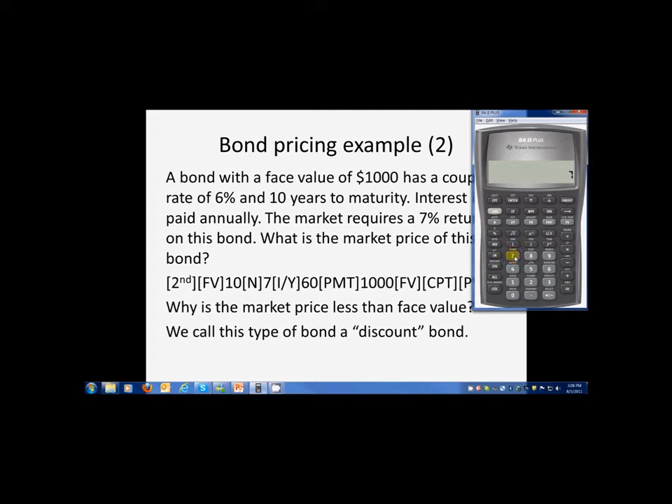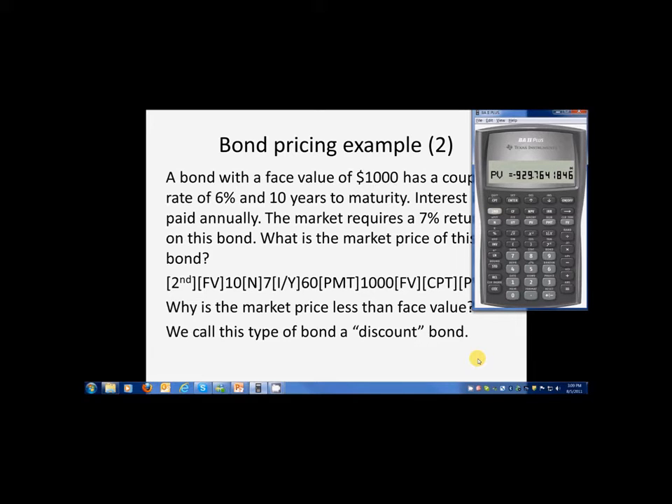And this time we have 7% yield to maturity. Coupon is still 60 just like last time. And the face value is still 1,000. And we're going to compute the present value. Once again, the negative sign is just purely because of the sign convention of the calculator. Now my question to you is, why is this price of the bond less than the face value?